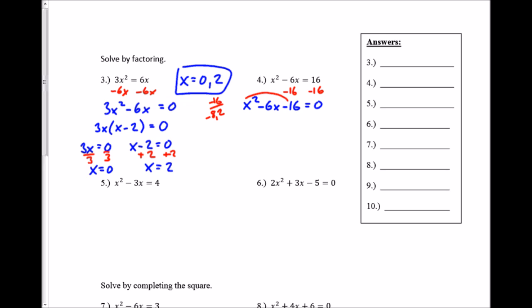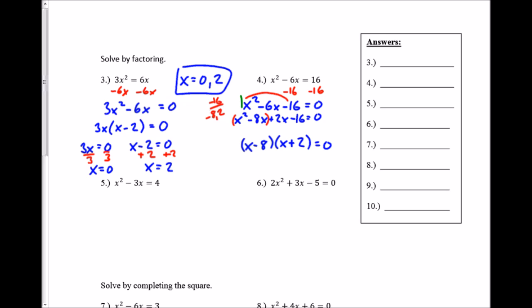And for this one, I can use my shortcut in terms of factoring because I have a 1 out front. So this thing's going to factor into an x minus 8 and an x plus 2. If we didn't use our shortcut here, just to show you how this works, I would split up the middle term into a minus 8x and a plus 2x. And then I would factor by grouping.